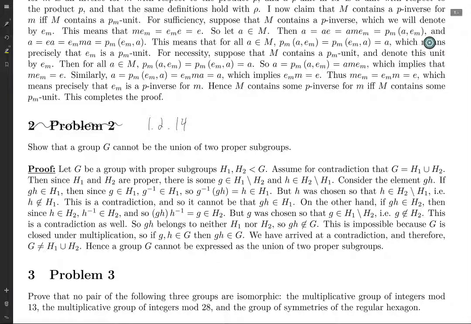everything breaks, and you get a contradiction, and hence it cannot be the case that G is H1 union H2, where these are two proper subgroups. And this completes the proof.